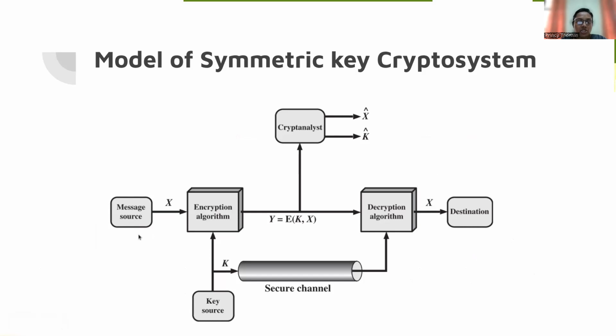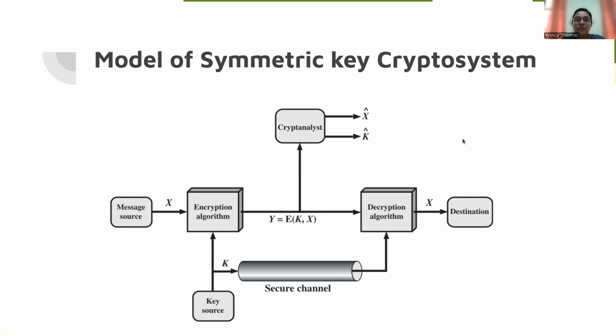There is a message or plain text X. It is given into the encryption algorithm, and there is a key source or a key generation which generates a key K, and that key is used to encrypt the message X to give the ciphertext Y, and the key is the same for decryption also. So the key has to be sent through a secure channel to the receiver. എന്നിട്ട് ആ കീയും കിട്ടിയ സിഫർ ടെക്സ്റ്റും കൂടെ ഡീക്രിപ്ഷൻ അൽഗോരിതത്തിൽ ഇട്ടിട്ടാണ് പ്ലെയിൻ ടെക്സ്റ്റ് തിരിച്ച് റിട്രീവ് ചെയ്യുന്നത്.